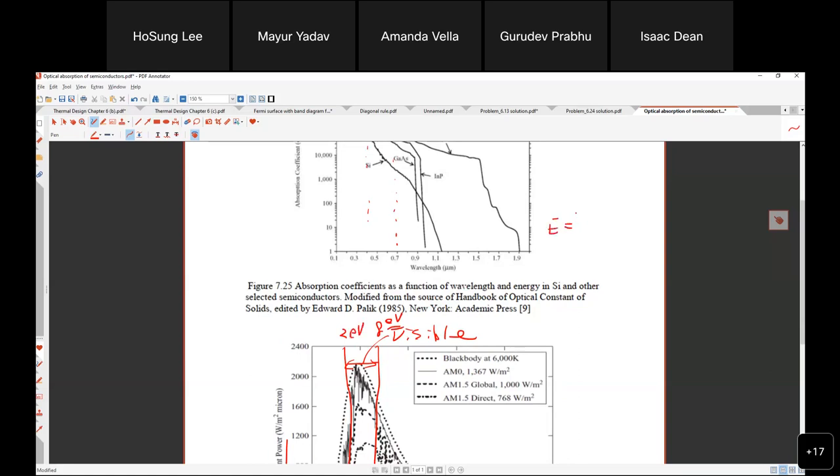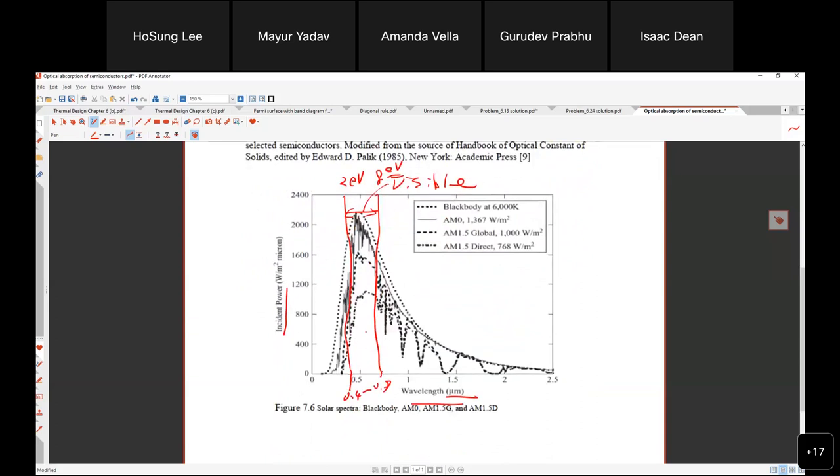Because energy is h times frequency, you can calculate the frequency. And the black body is this, and then this is the solar spectrum. Solar is very close to a black body. And this is violet, this is red, yellow, something like rainbow colors, the blue.